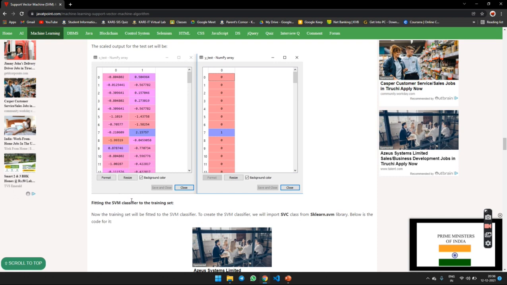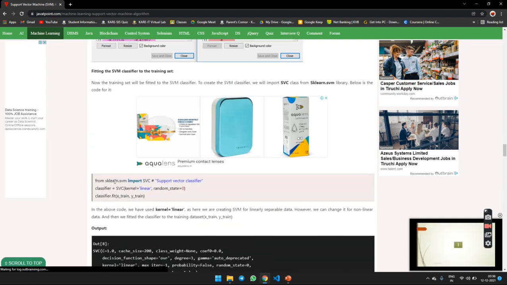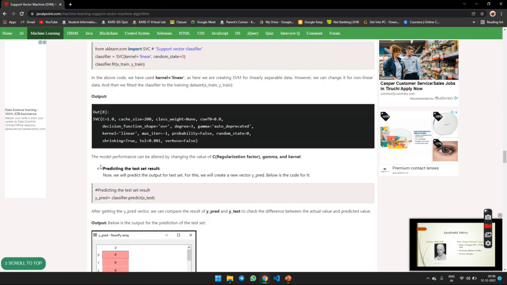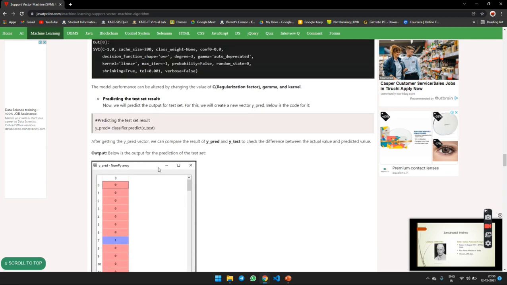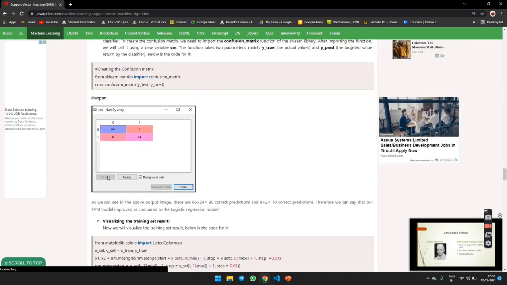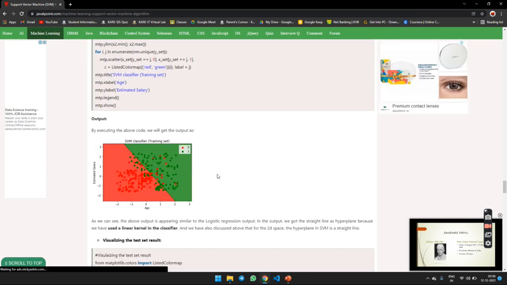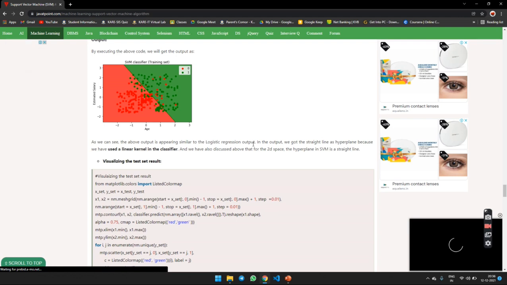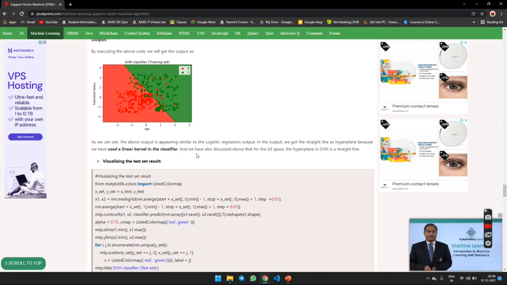Then fitting the SVM classifier. This is very important. From sklearn we import SVC, and the SVC is the classifier. This is the code. You have to type and execute it. I will show you. We predict the test data, calculate the value, then create the confusion matrix, then visualize the training data set. As we can see, the output is similar to the logistic regression output. In the output we got a straight line, the hyperplane, because we have used a linear kernel in the classifier, and we also discussed the 2D space in the plane with the SVM straight line.